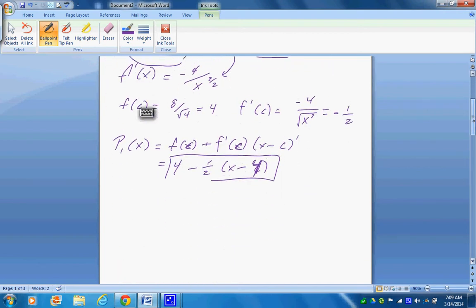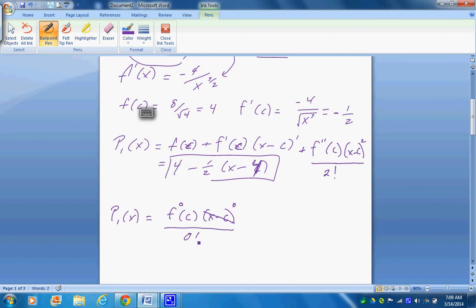So we could imagine what would be the next term. Well, the next term would be f double prime c x minus c squared. And now I'm going to put it over 2 factorial, which seems like I'm throwing something new in here, but I'm really not, because if you think back to my formula, it's equal to f of c, well, that's really my zeroth derivative because it's the function itself, times x minus c to the zeroth. Well, we haven't bothered writing that because that's just 1 over 1 factorial.